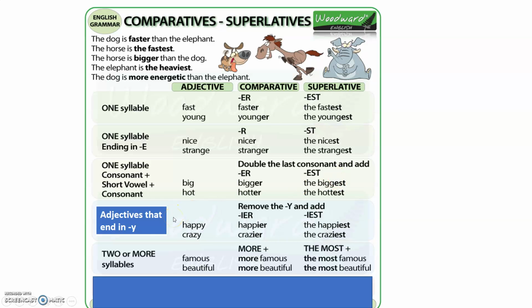As for adjectives that end in y, as in happy, you would remove the y and then add ier in the comparative form and iest in the superlative form. As for adjectives that have 2 or more syllables, so you're clapping more than once, as in famous, here, you would not put ER, you would just use more and keep the adjective in the base form. Or you would use the most in the superlative.